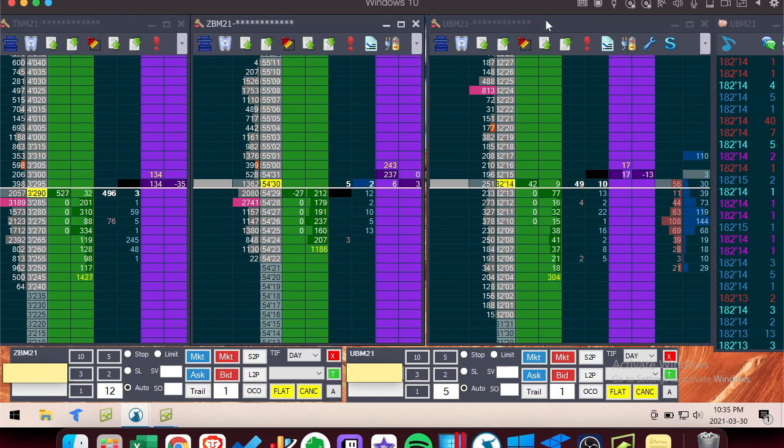The middle one and the one on the right here, I'm going to explain the Ultra Bond one just because I have the most columns on here. This 30-year has the exact same columns except for these right two.